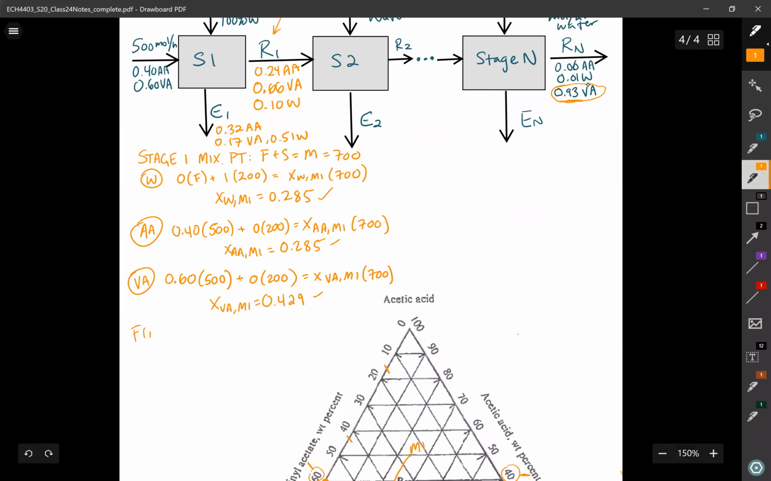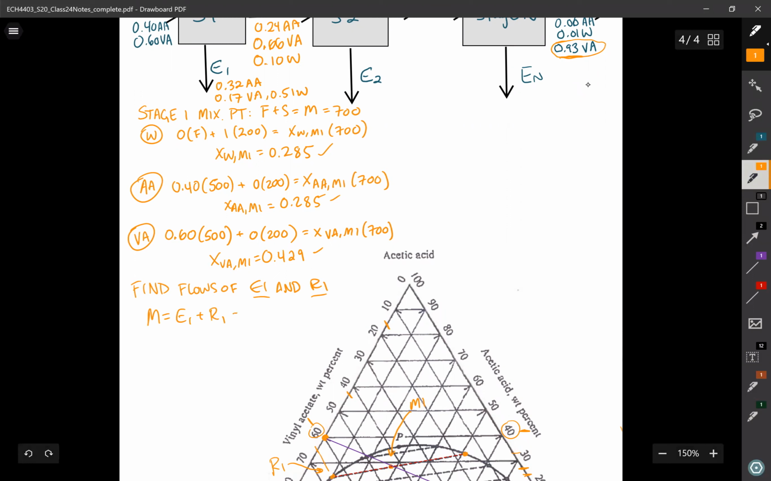Okay, so I've got 3 material balances that I can write. Only 2 of them, remember, I only need 2 of them because there's 2 variables. So I can say that M is equal to E1 plus R1. And I can say that because M is also equal to F plus S. So I know that my mix point was 700. That is equal to E1 plus R1. And then I need one more material balance. I think water will do here. Water's the simplest, I think.